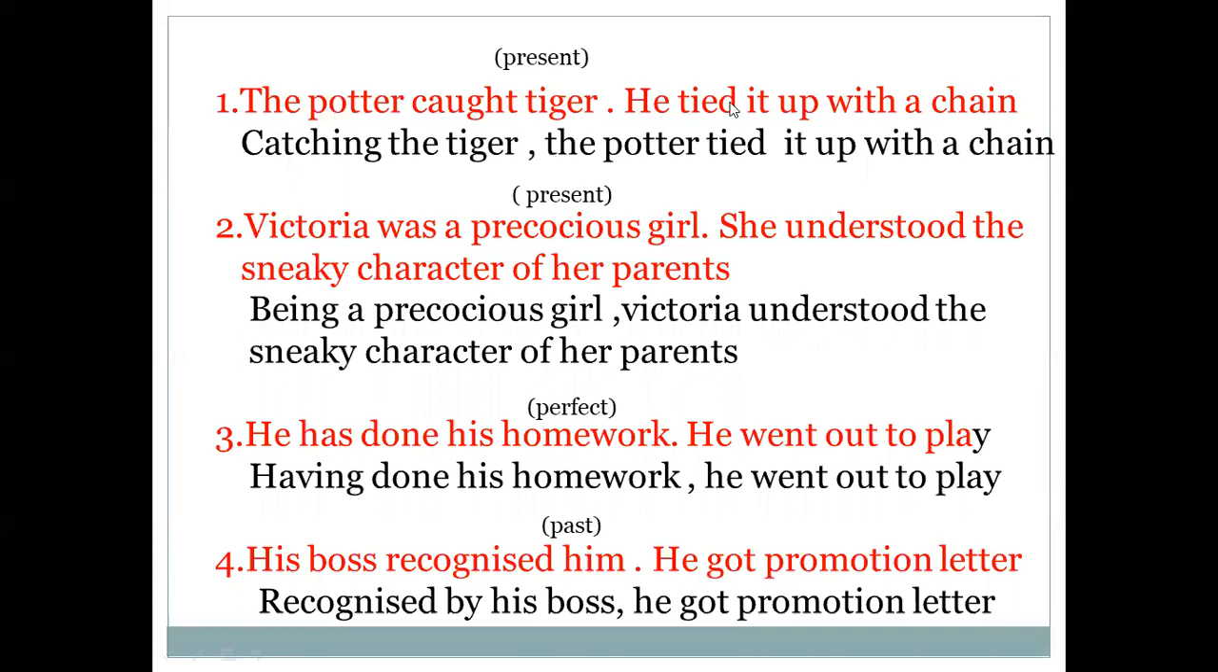The potter caught the tiger, he tied it up with a chain. So the verb caught has been changed into the ing form. Catching the tiger, the potter tied it up with a chain. So we have to use a comma. And Victoria was a precocious girl. She understood the sneaky character of her parents. In the first sentence, there was no helping verb, so we added the ing form, catching. Whereas in the second sentence, there was a helping verb, so we have to use being. Being a precocious girl, Victoria understood the sneaky character of her parents.